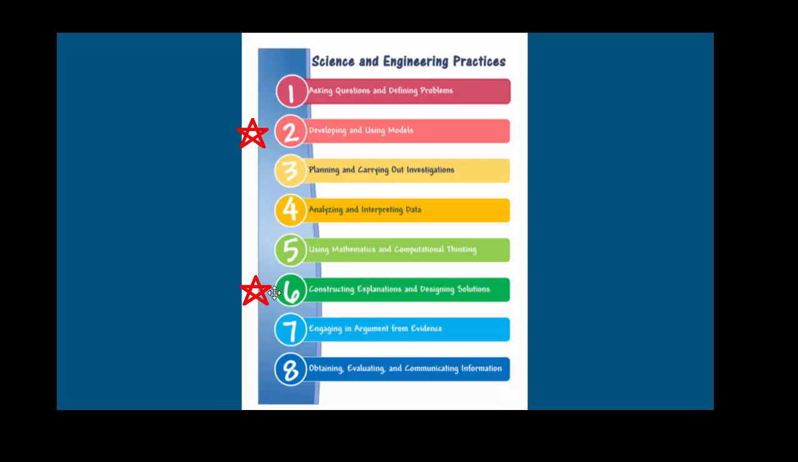Number 6, which is constructing explanations and designing solutions. This is also a key component, both written and orally, that students are going to need to be able to accomplish. And then number 7, engaging in argument from evidence. To construct an explanation, students will have to engage in argument from evidence, so there will be a lot more science talk in classrooms. If those 3 are done well, then 1, 3, 4, 5, and 8 are probably going to be happening as well.